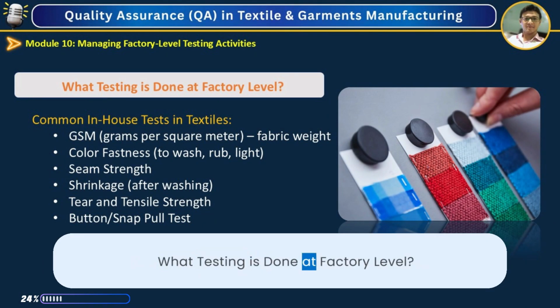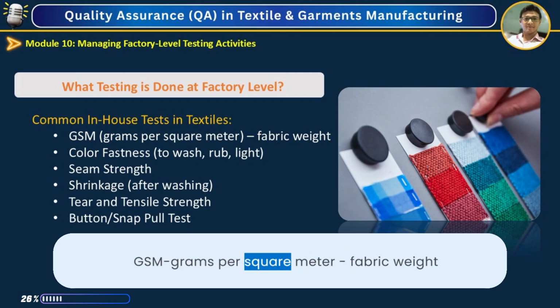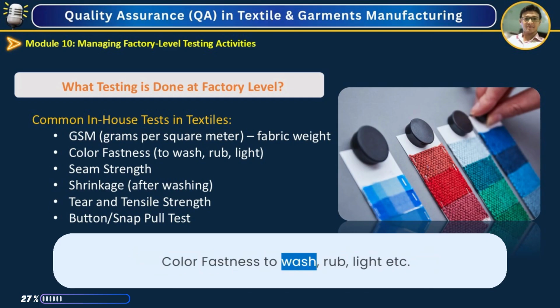What testing is done at factory level? Common in-house tests in textiles. GSM, grams per square meter, fabric weight. Color fastness to wash, rub, light etc. Seam strength, shrinkage after washing, tear and tensile strength, button snap pull test.